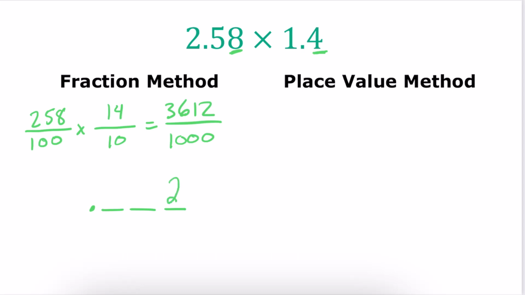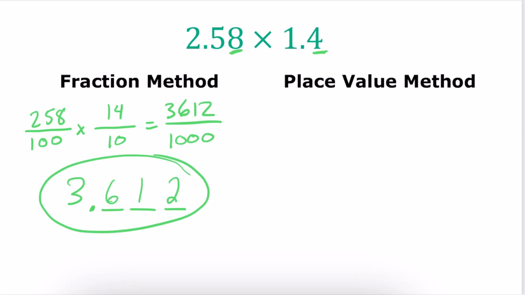And I'm going to have 2 thousandths, 10 thousandths, which converts into 100th, 600 thousandths, which translates into 6 tenths, and then 3,000 thousandths, which is just 3 wholes. And so the fraction method gives us this answer.